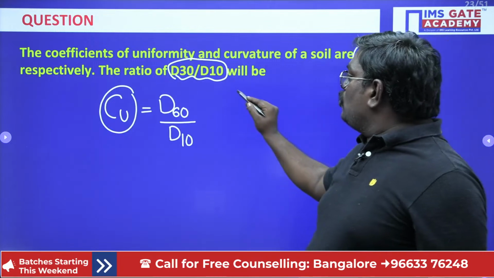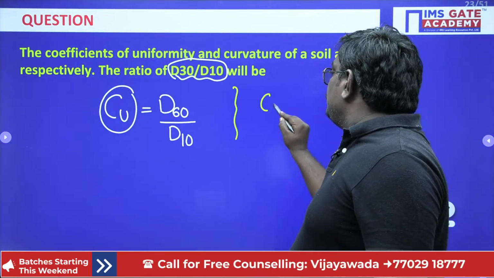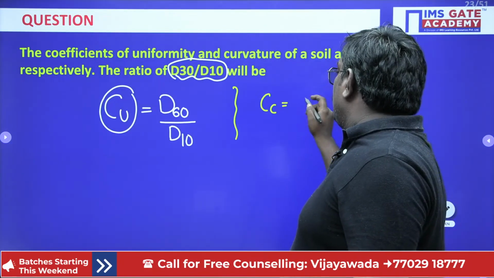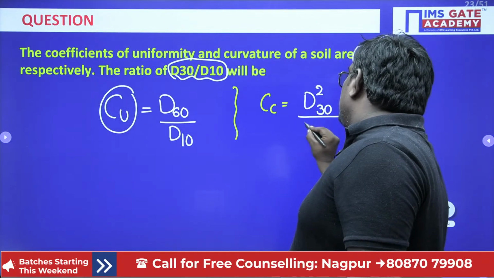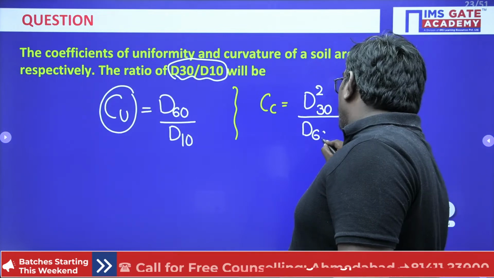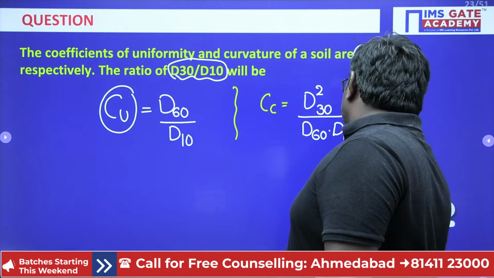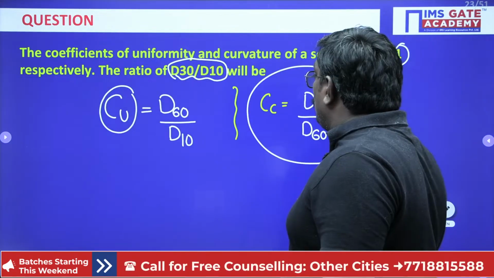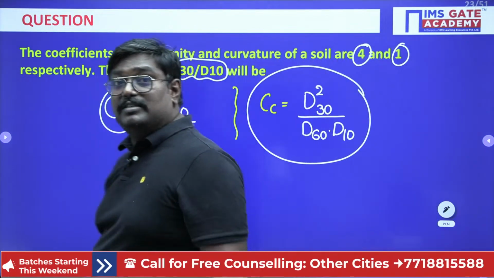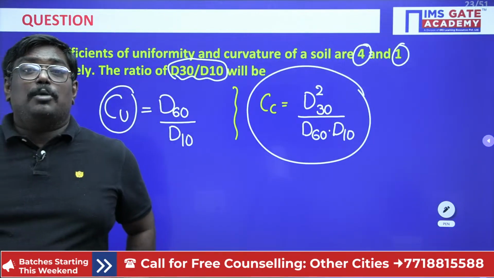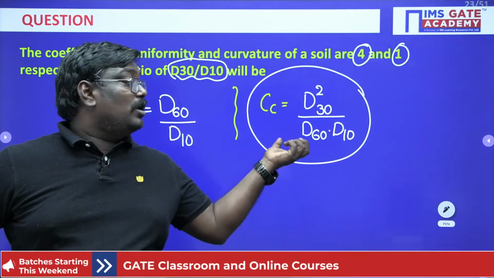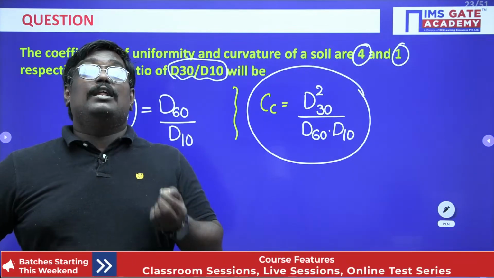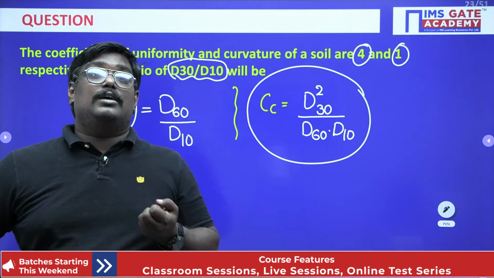When I talk about coefficient of curvature, it is given by the formula D30 square upon D60 into D10. My dear students, why do you want to learn about coefficient of curvature? See students, you will get the shape of the curve.